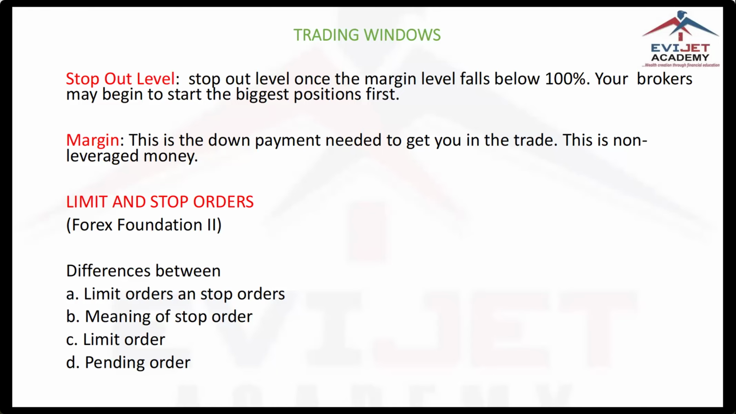So let's look at the next one, margin. Margin is the down payment needed to get you into a trade. This is non-leverage money. Before you go into a trade, the broker will set aside a particular money, which is called margin. That one is removed from your balance and kept there so that whether you win or lose, the broker does not lose. All right? Whether you win or lose, the broker will still take his own.